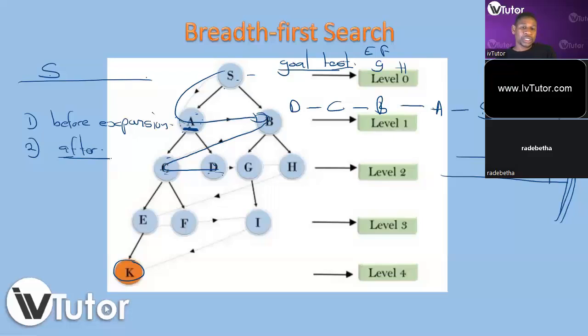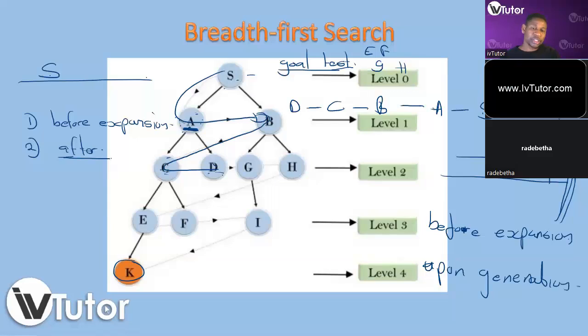So we have to say just before expansion, and after generation, or upon generation. Those are the two. You test just before expansion or when it is generated. That's how you test a goal.